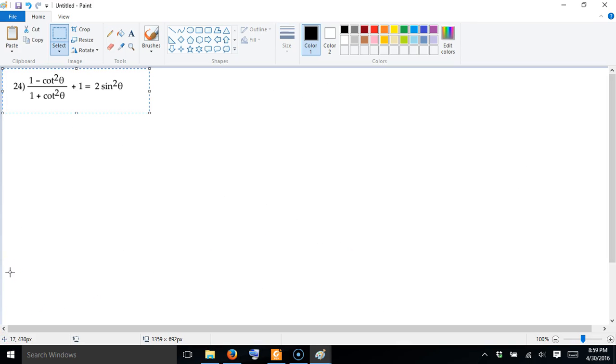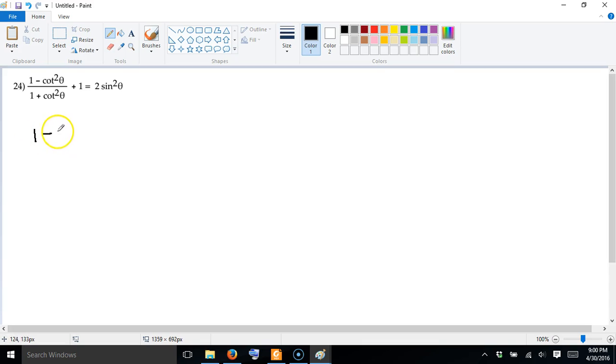Okay, let's do another one of those verifying identities. This one right here, we are going to reduce definitely the left side of the equation to make it look like the 2 sine squared theta. Okay, so let's look at it. What I'm first going to do, because we have this plus 1 over here, is I'm going to get a common denominator between the two of these things.